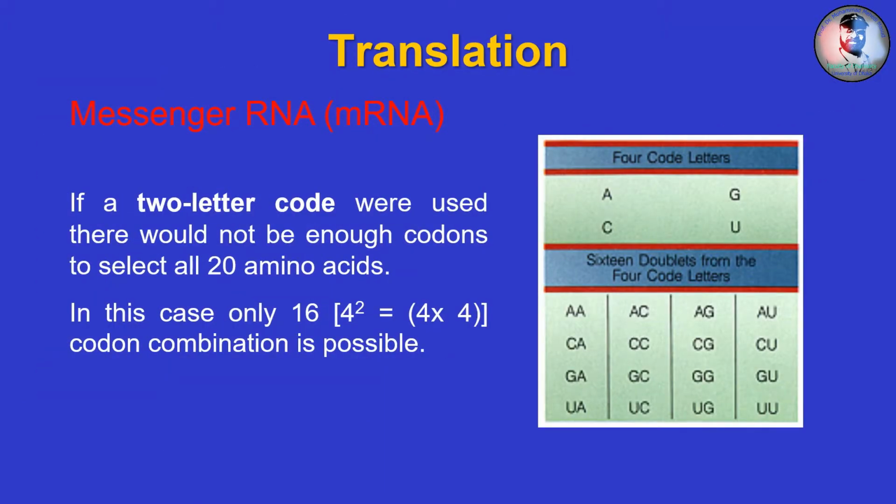If a 2-letter code were used, there would not be enough codons to select all 20 amino acids, because in this case only 16 codon combinations are possible. But we know that 20 different amino acids are used to make protein.